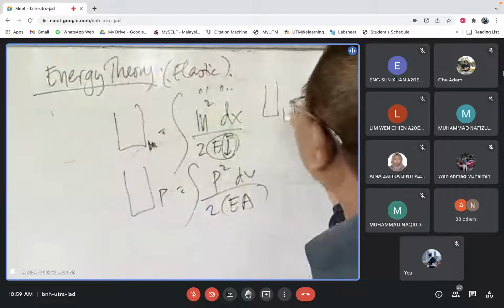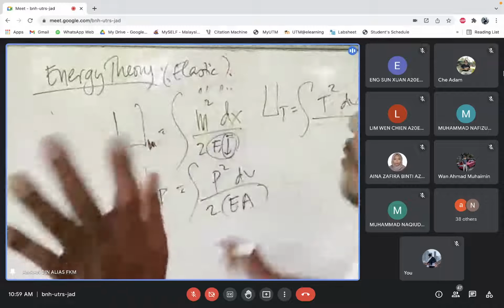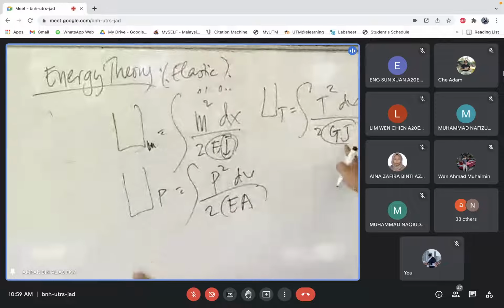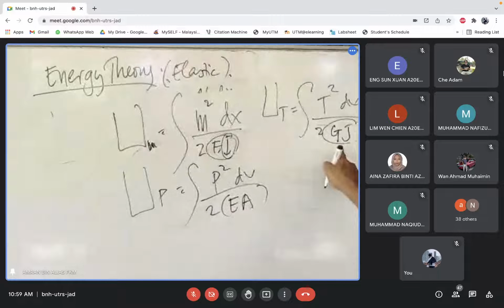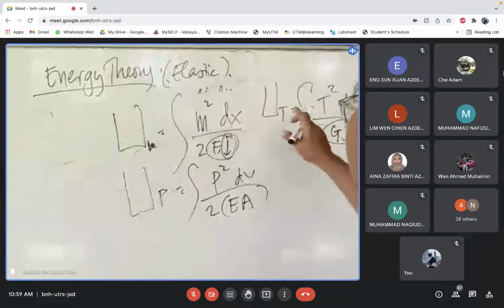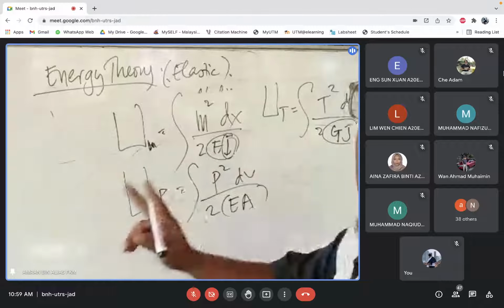What is the energy from torsion? It must be the torsion squared dx, and then over 2. And what are the cross section and properties? They must be G and J, not the I. Are you with me there? Yes. Because torsion uses the G property, and the cross section is J, not I.